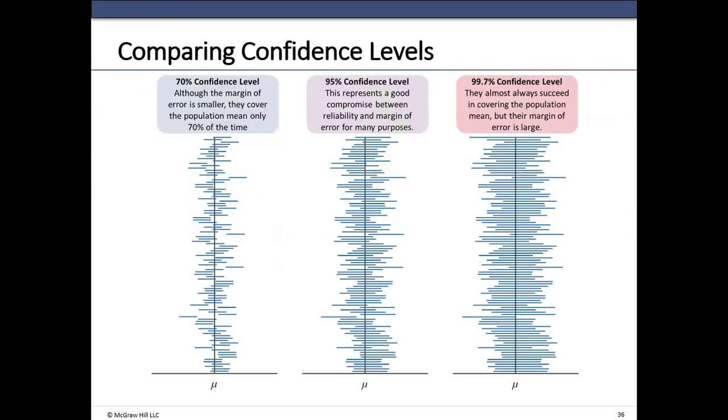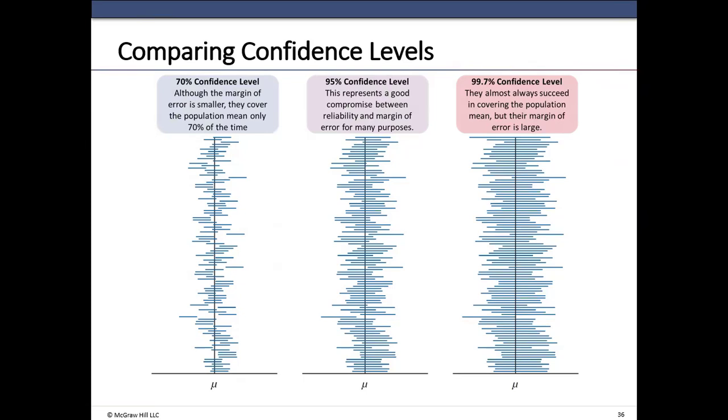So here is a diagram. The one on the left is for the 70% confidence level. These horizontal lines show, the left end is the lower boundary of the confidence interval, and the right end of the horizontal line is the upper boundary of the confidence interval. Now what is this vertical line? This vertical line is the actual value of the population mean.